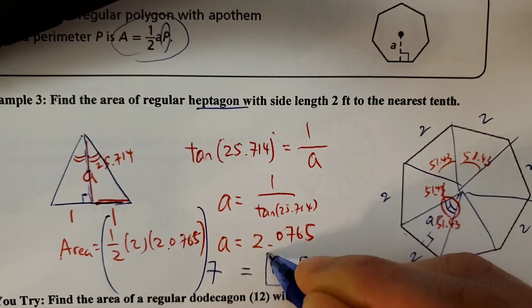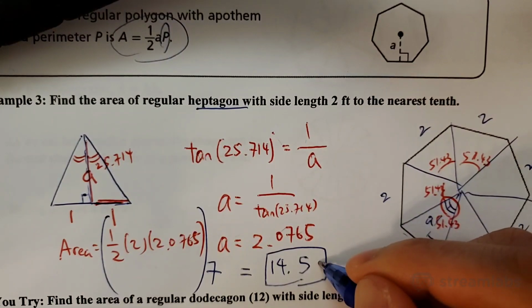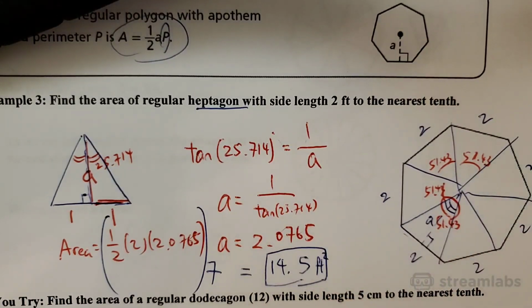14.5. Okay. They say nearest tenth, right? Units is in feet squared. Okay. That's it. Okay. So that would be how you would approach this problem. Does it make sense to you?